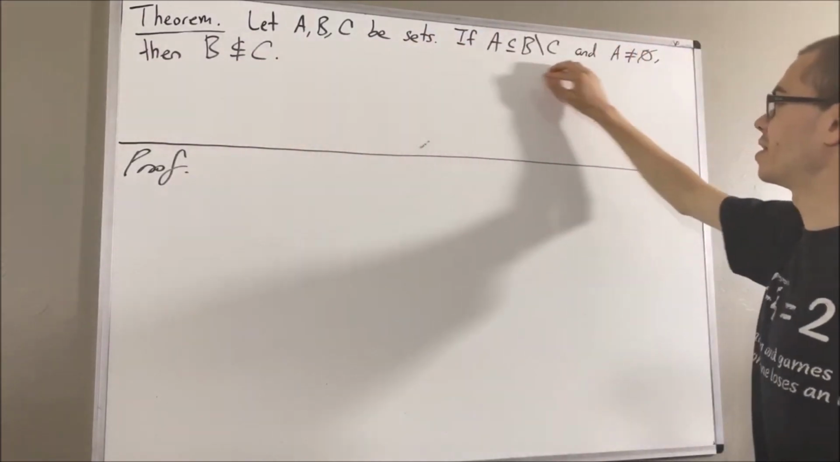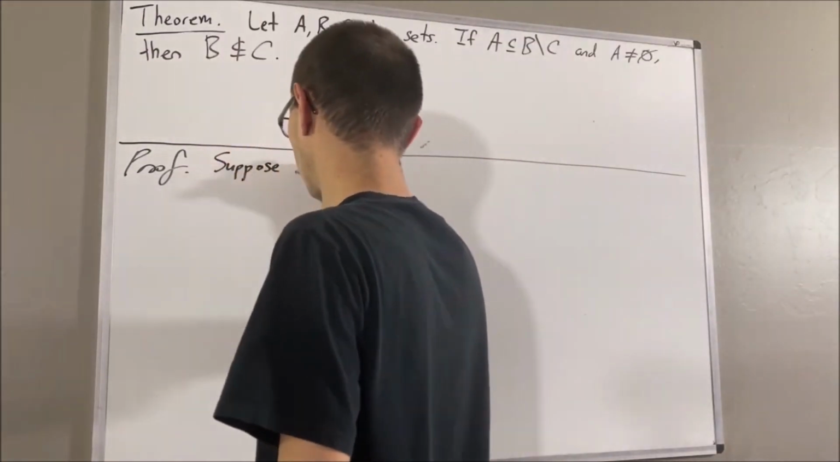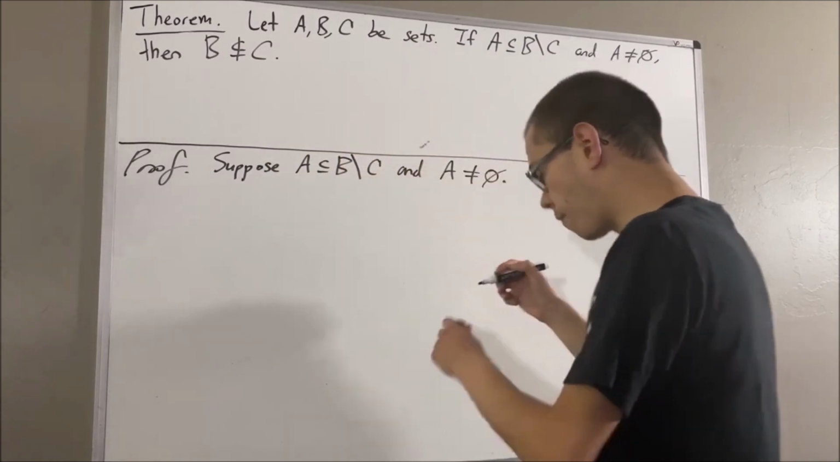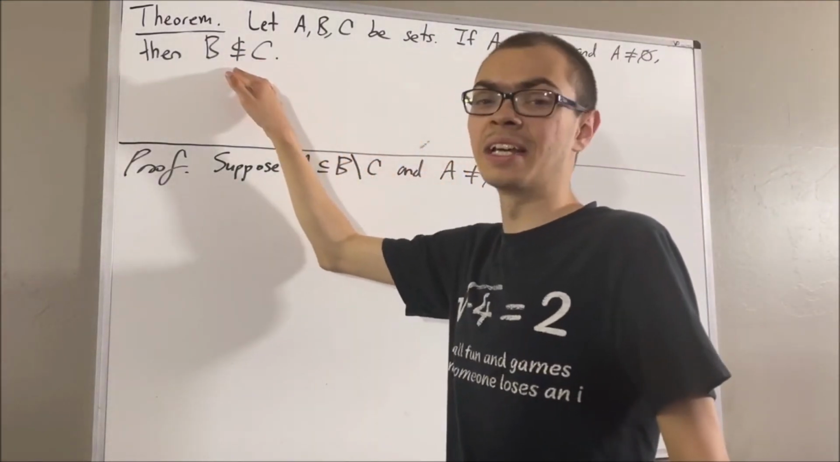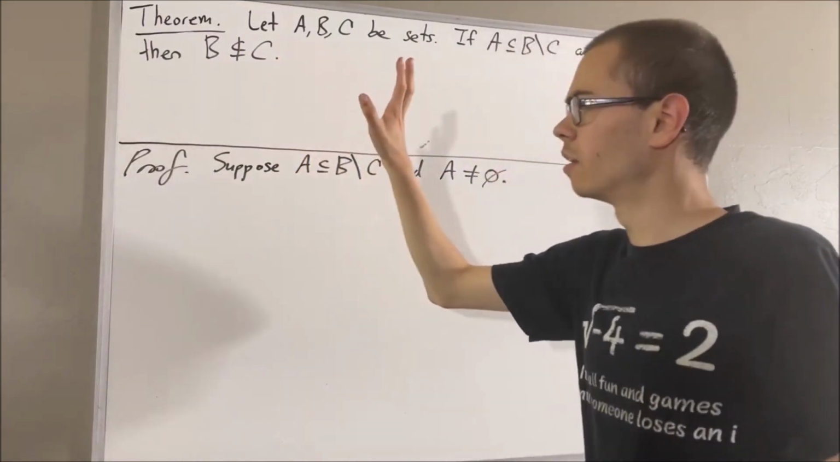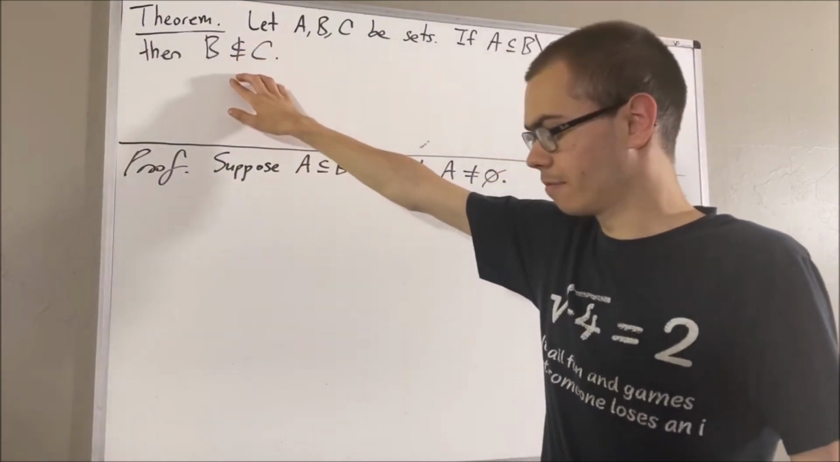Okay, now we're trying to prove if these two things are true, then this is true. So let's suppose that these two things are true. And from here, our whole goal is to show that B is not a subset of C. But what does that mean?